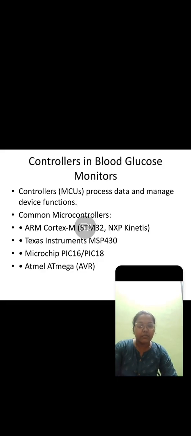Then we have the Atmega AVR, which is used in some advanced blood glucose monitors. So ARM Cortex, STM32, PIC18 and Atmega AVR are used for displaying, storing and calculating, and the device is also connected with the mobile phone. So the user or the patient can get the reports on the mobile phone itself.